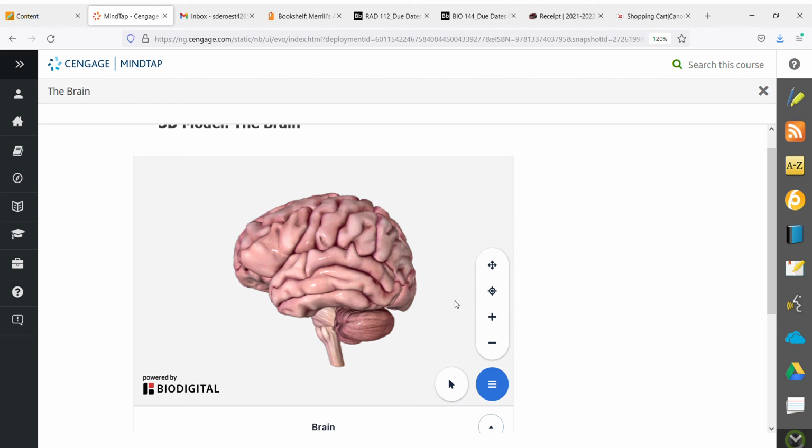Yeah, so that is a basic rundown of the brain and how that all connects to each other.